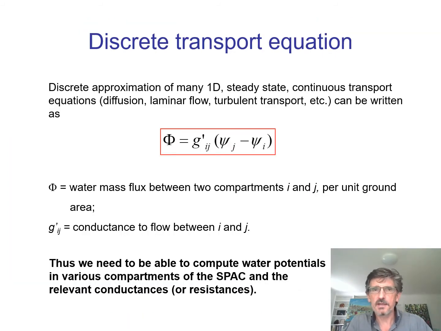For each compartment inside the plant, we will write a discrete transport equation of this type, where the flux phi, which is a volume of water per unit time per unit area, so it's a length over time, is proportional through a conductance g to the gradient in water potential, psi j minus psi i, the two compartments that we're considering. So we'll need to be able to provide a parameterization for these conductances. And once we put all of these in series, we will be able to get an idea of what the potentials are and what the flux is. So it will require coupling all of these together before we get the full solution. It will take a few lectures to get to that.